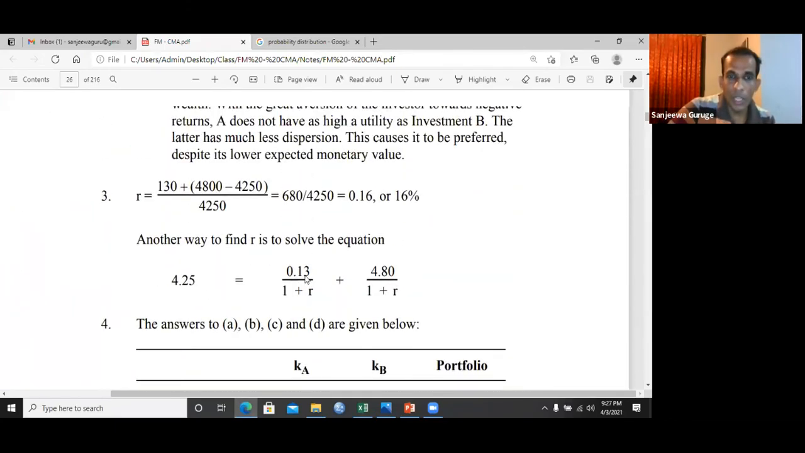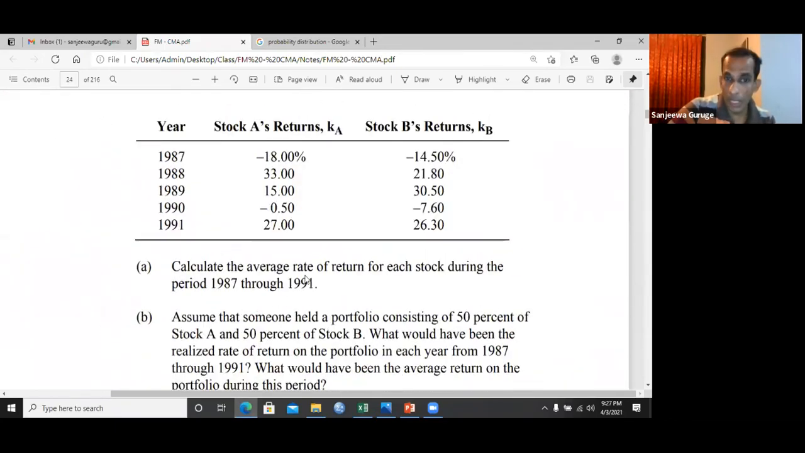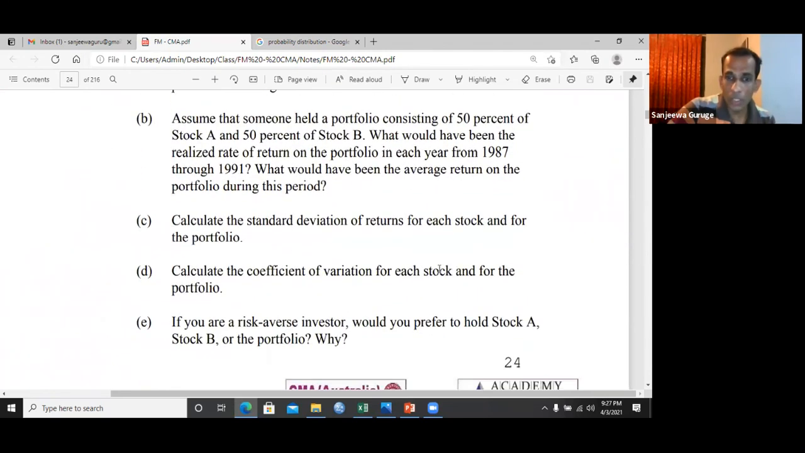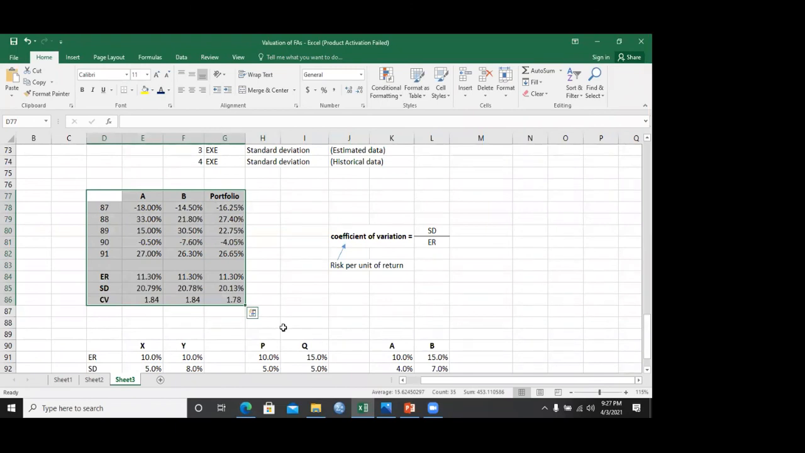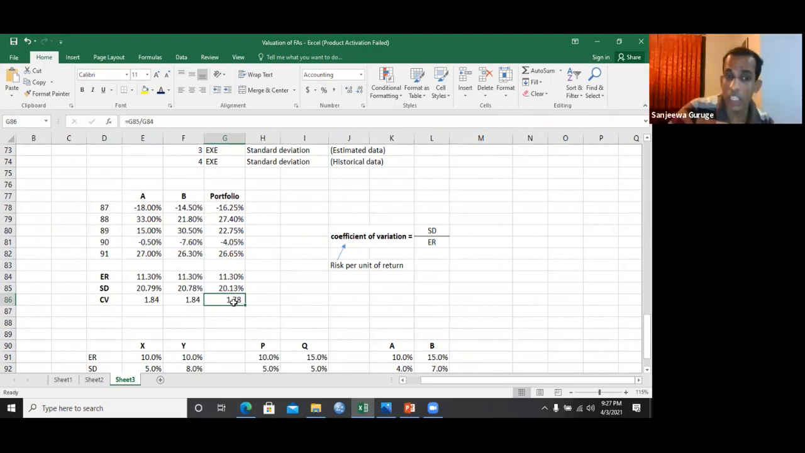There is a last point we didn't discuss. When we have options like this and we calculate the coefficient of variation, if you are a risk averse investor, would you prefer to hold stock A, stock B, or the portfolio? The portfolio. The lower the coefficient of variation, the better.